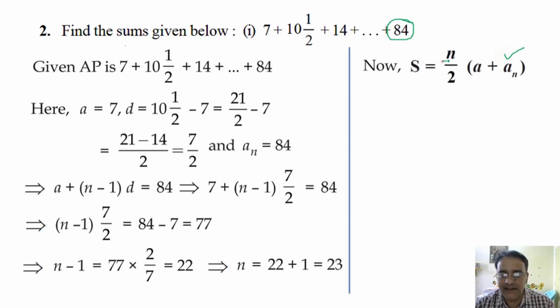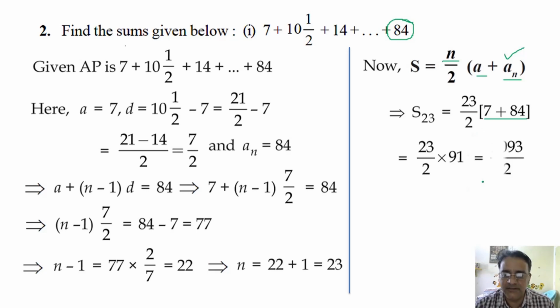So substitute the value of n, that is 23, a is 7 and the last term is 84. Okay, so 7 plus 84 is 91. So 91 into 23, if you multiply, then divide it by 2, you will get the final answer 2093 upon 2. In decimal, 1046.5. This is the answer. Any doubt? No, sir.